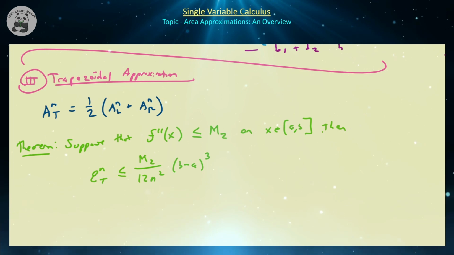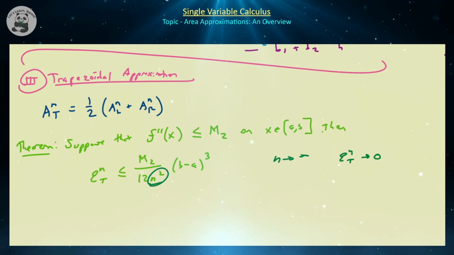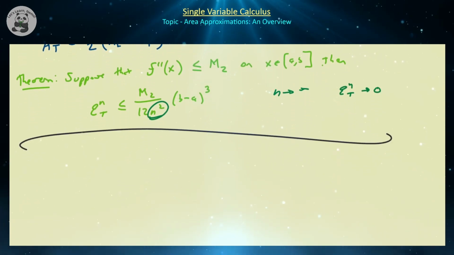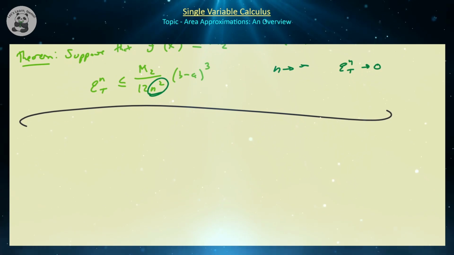So if we look at this particular approximation, notice that yes, as n goes to infinity, epsilon_n^T will go to 0, but it goes to 0 at a quadratic speed, right? Which is a lot faster than the linear speed for left and right rectangular approximations. So trapezoidal approximations will get there a lot faster, generally speaking. Let's look at our previous example to see how these numbers work out and how much better trapezoids will do over the left and right.